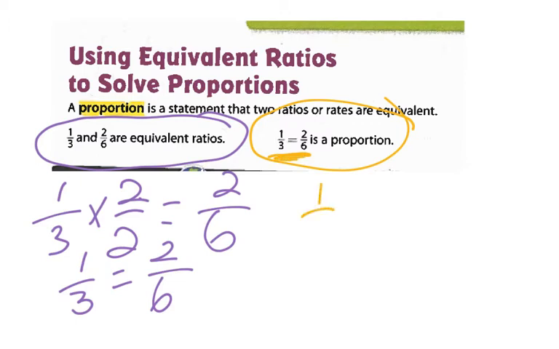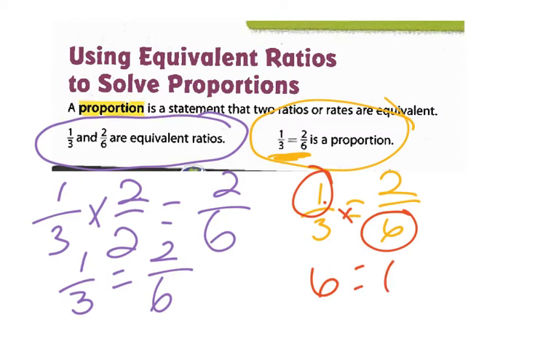And if I take 1/3, set it equal to 2/6, I can also solve problems like this with cross multiplying. And when you cross multiply, you're going to get equal values also. So if I cross multiply here with my 1 and my 6, 1 times 6 is 6, 3 times 2 is also 6. So they're going to be equal with cross multiplication too. Okay.